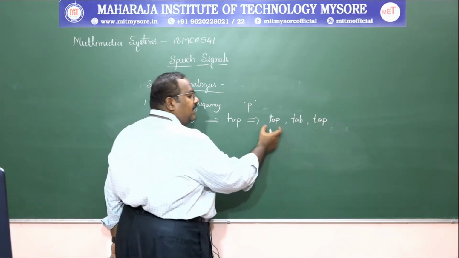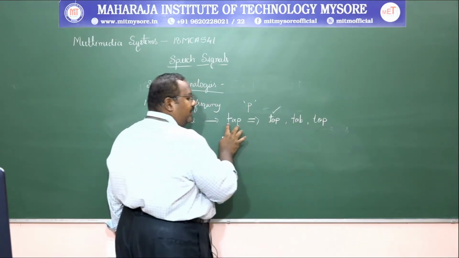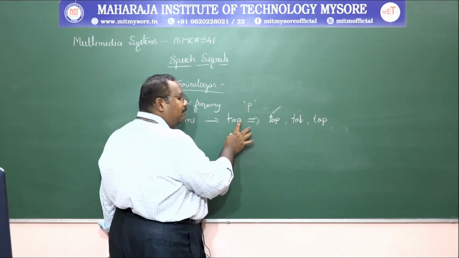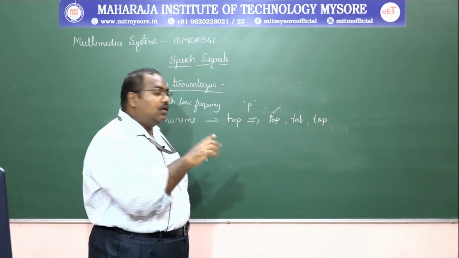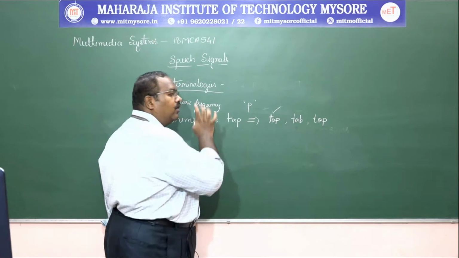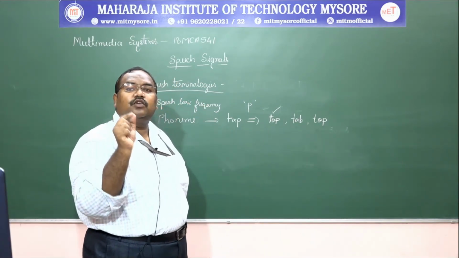Next, this is the second example. Two words are similar with respect to TA, here it is P and here it is B. I make tab. Now, this is totally different from that word, tap and tab are totally different. So, this is called phoneme.